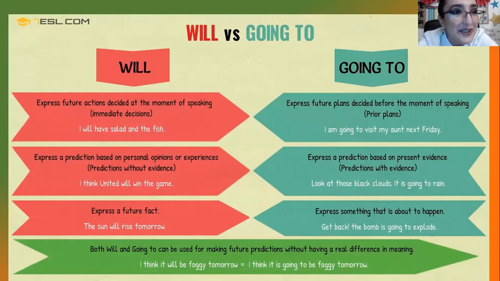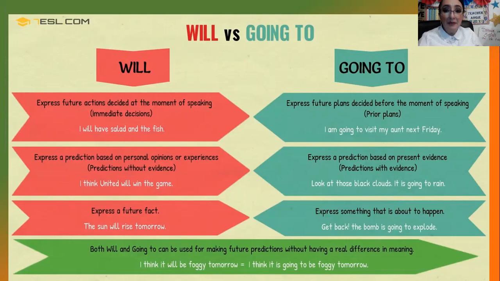Like in a restaurant. Oh, this is so hard. I will help you. You are deciding something at the moment that you are speaking. That was a quick, fast, immediate decision. So if you are going to be having an immediate decision, you are going to be making use of will. On the other hand, going to is also going to be for plans, personal plans, personal intentions, but those plans have been decided before the moment I am mentioning them, okay?